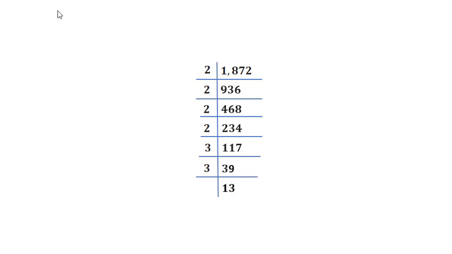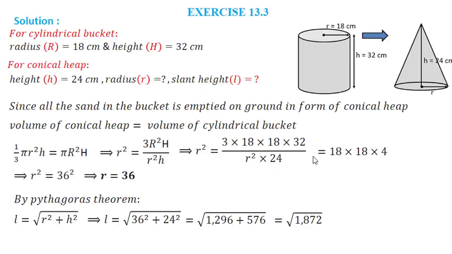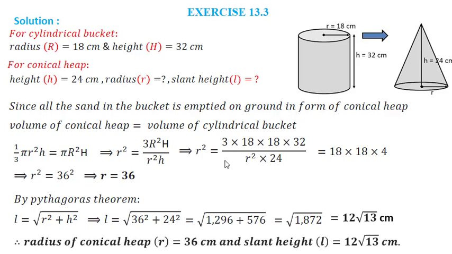Now see here, we have 2 into 2, 1 pair, 2 into 2, 1 pair, and 3 into 3, 1 pair. So 2 into 2 into 3, that is 12 root 13 will be square root of 1872. So I will say that square root of 1872 is 12 root 13 centimeter. So I got slant height, I got radius. So I will say that radius of conical heap is 36 centimeter and slant height is 12 root 13 centimeter.